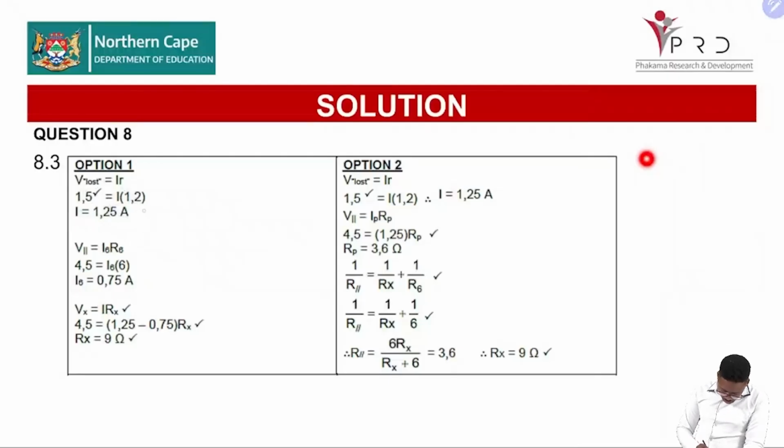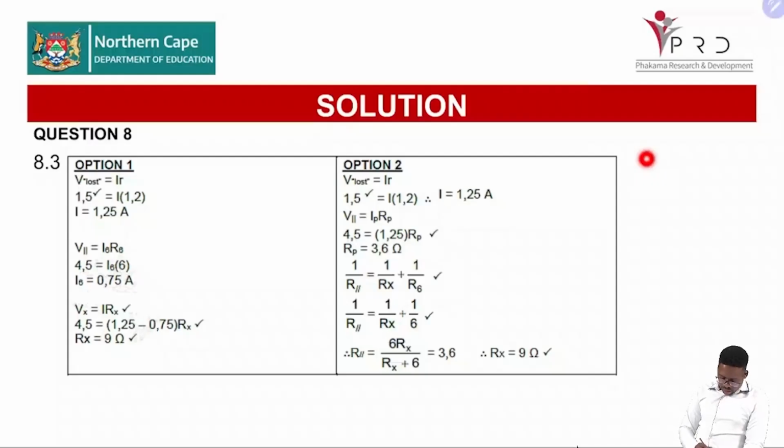Then once we have the total current, which is 1.25 amperes, we can get the V parallel, the potential difference parallel to the 6 ohm resistor. We are told that now it reads 4.5 volts. We can get the current that passes through the 6 ohm resistor. So we solve for the current, we divide both sides by 6. The current that passes through the 6 ohm resistor is 0.75 amperes.